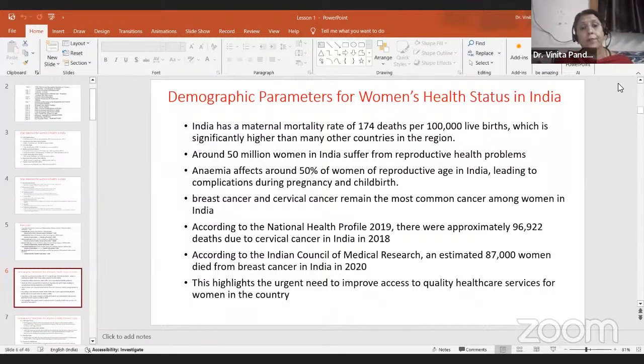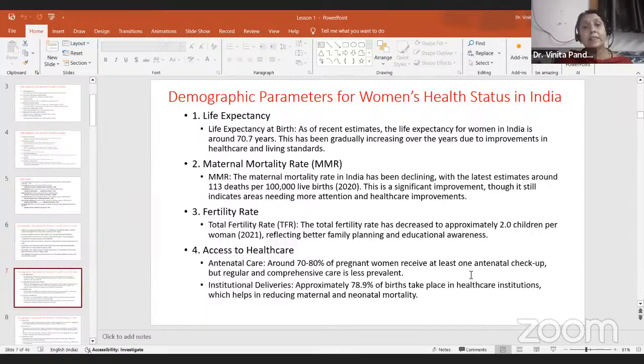And then if I have to quote some basic statistics, about 96,922 deaths happened due to cervical cancer in 2018. And ICMR, Indian Council of Medical Research, estimated that about 87,000 women died from breast cancer in 2020. So these parameters and this data give us a glimpse of how critical the situation is.